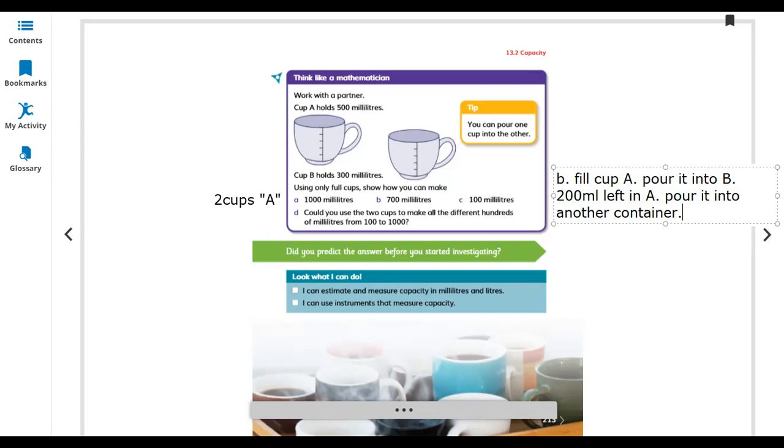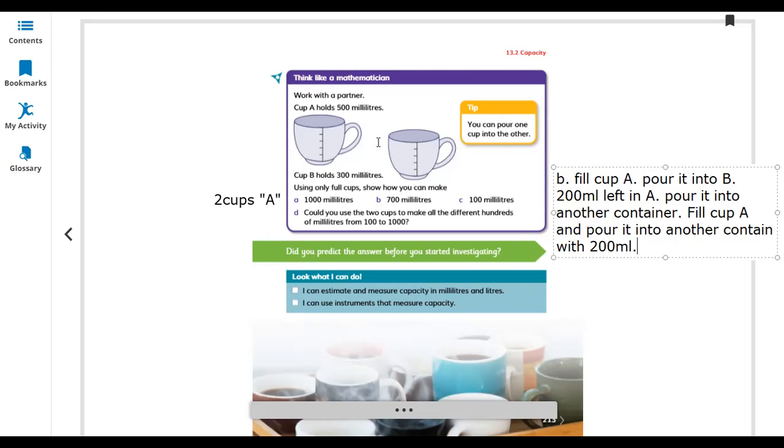Then what we will do, fill cup A and pour into the container with 200 milliliter. Again, fill cup A and pour it into another container with 200 milliliter. Okay, now you actually have three containers. One cup A with 500, the other you have 300, and the other one empty. Or you can say more than it.